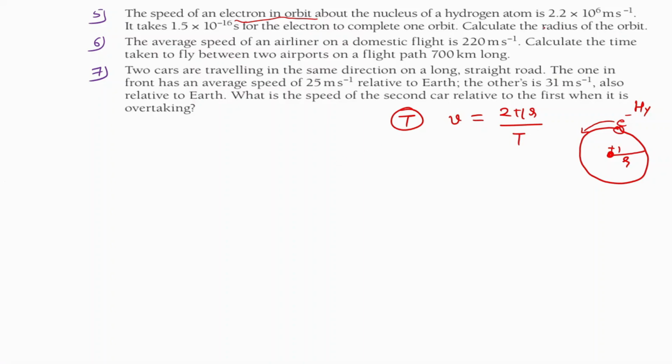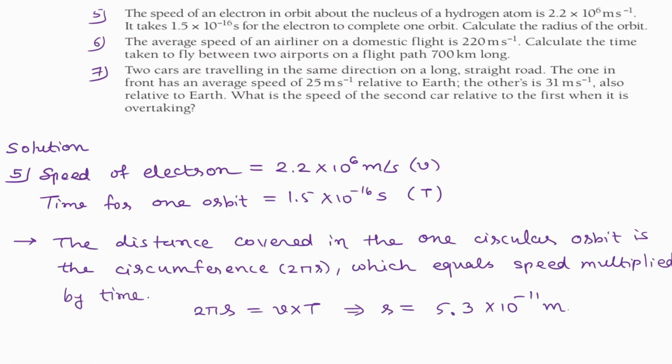So here we need the radius. The formula will be like this, and we have v over here. T means time, 1.5 times 10 to the minus 16 second, and we also know the value of pi, and we can easily get the value of the radius.